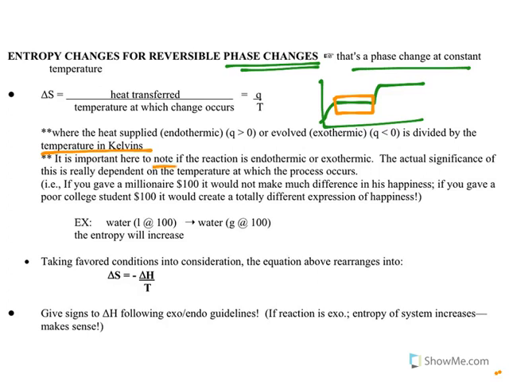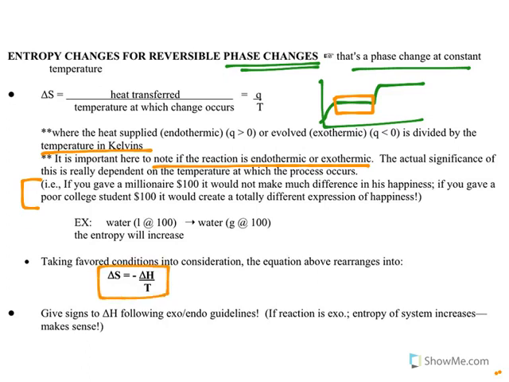It's also important to note if the reaction is endothermic or exothermic, okay? The sign is going to matter. So the actual significance of this is really dependent on the temperature at which the process occurs. Again, think about it this way. If you gave a millionaire $100, it would not make much difference in his happiness, but if you gave a poor college student $100, it could create a totally different expression of happiness. And so that's really going to make a world of difference here.